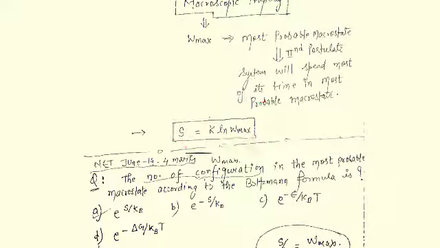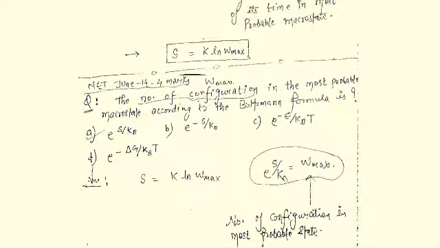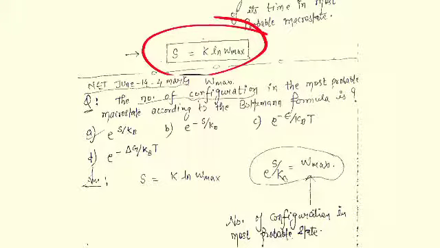Now we are going to do one question which is shown to you. Let's read the question. The number of configurations means the number of microstates, and which type of microstates? The question says in the most probable macrostate, which means W max, the most probable microstates. According to the Boltzmann formula, this formula is also known as the Boltzmann formula. Try to write it down in your notes.